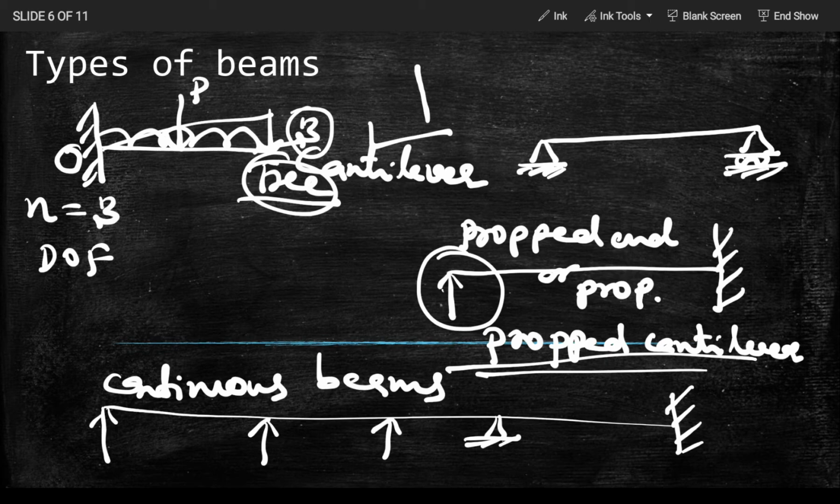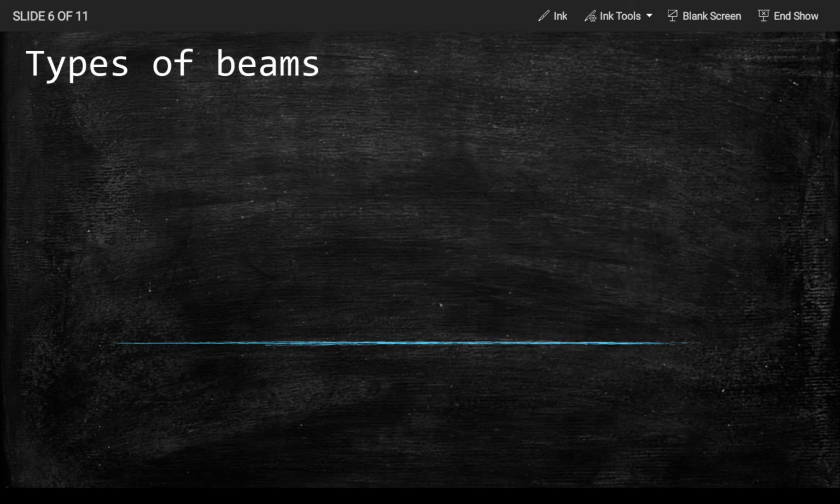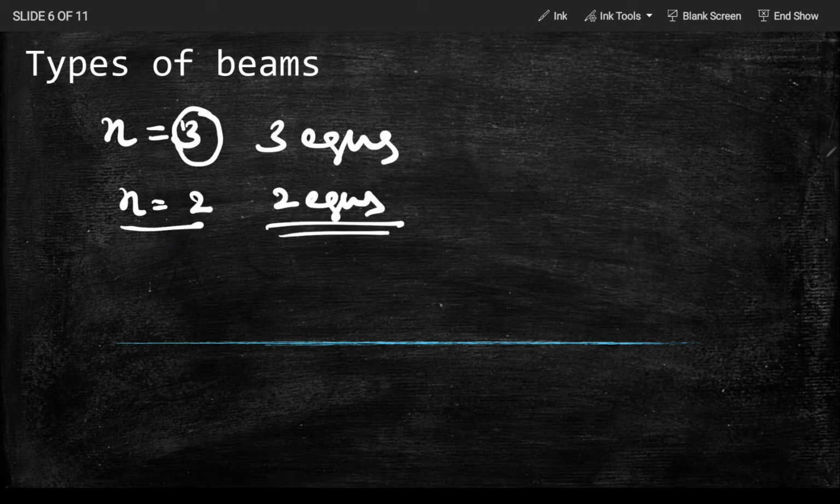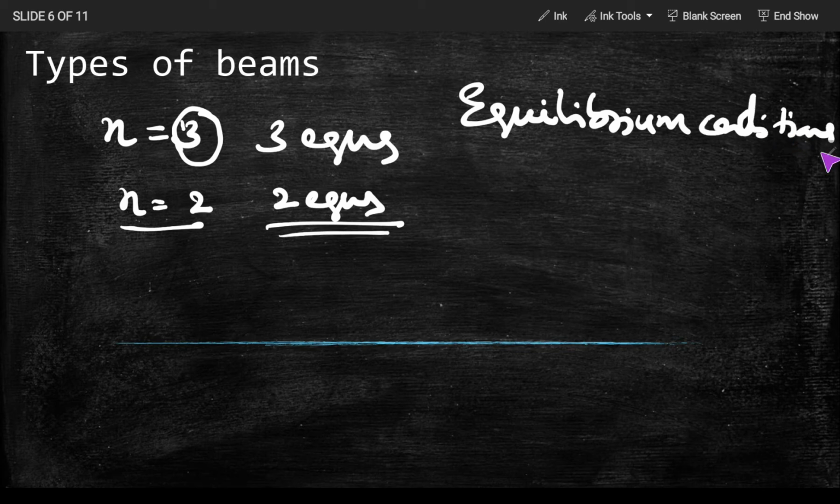And one more thing you need to understand about types of beams is, all of you know, if you are having number of unknowns 3, we need 3 equations to calculate number of unknowns. And if you are having number of unknowns 2, 2 equations to calculate number of unknowns. So based on this, we have 3 equilibrium conditions. In structural analysis, we are having 3 equilibrium equations or 3 equilibrium conditions to make the structure to be in equilibrium.